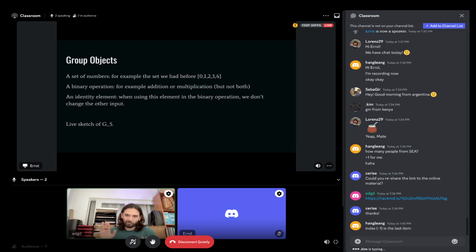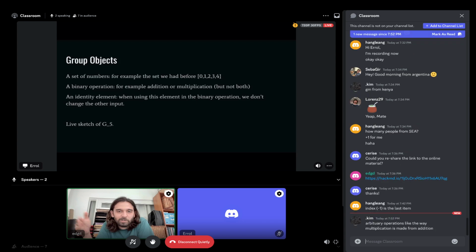It means that when you put it in the binary operation, it does nothing. Okay, so that's much easier to understand with an example. What does nothing under addition? Well, that's the number 0, because 3 plus 0 is 3. Any number plus 0 is the same number that you started with.